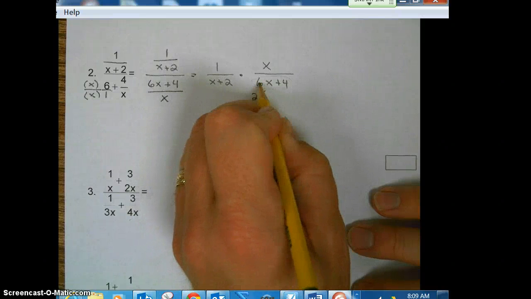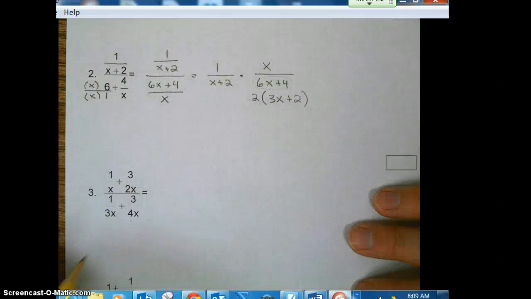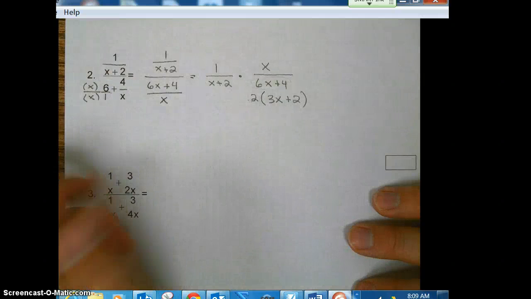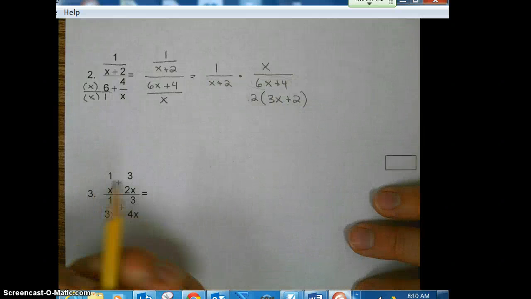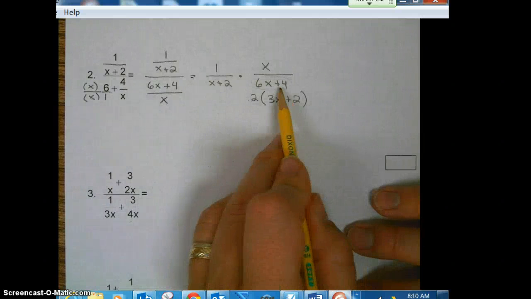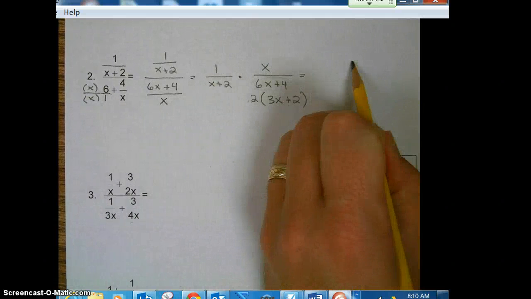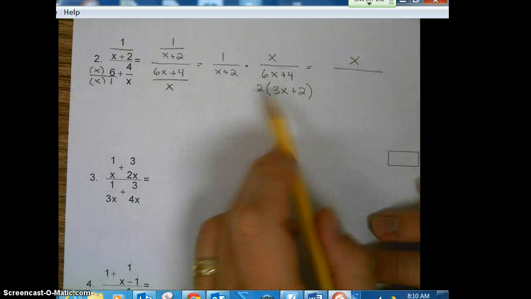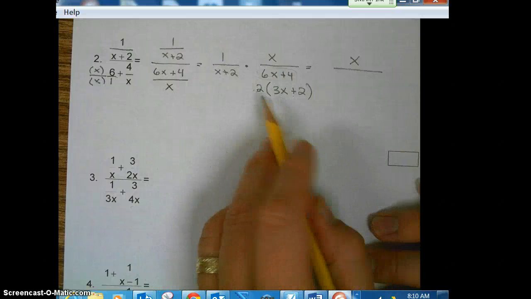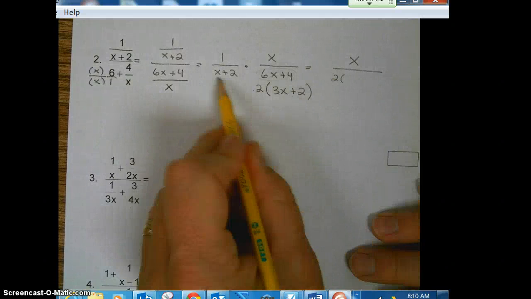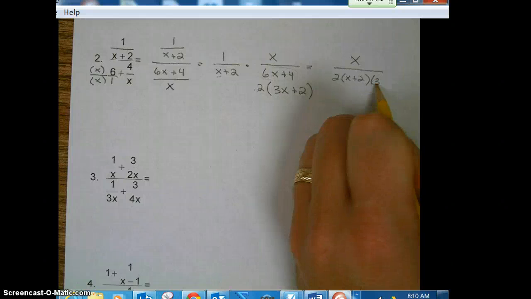2 goes into 6 3 times. 2 goes into 4 2 times. Didn't help us too much because there's still really nothing left that we can cancel. But it's always worth a try. If we can factor, we should try factoring to see if we can cancel. So we're going to be left with x over, and I'll go ahead and use my factors. I'm going to start with my number, and the order does not matter when multiplying. x plus 2, 3x plus 2.